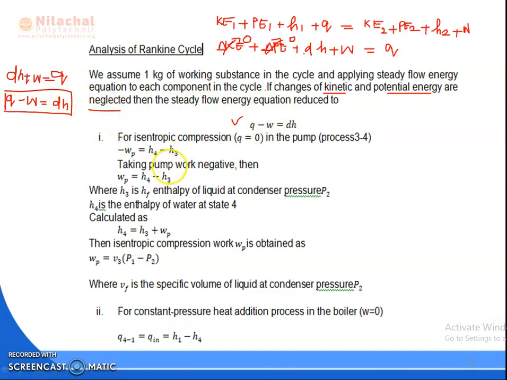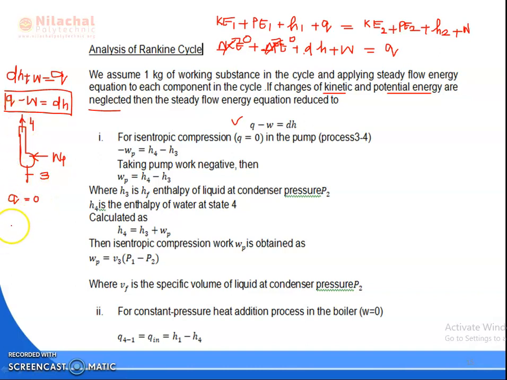Now we apply this steady flow energy equation to all the devices. First we are discussing the pump. In the pump, at point 3 we have saturated liquid that enters, and what you get is a subcooled liquid. The pump is a work absorbing device; you have to give work to the pump. Process 3 to 4 in the pump is a reversible adiabatic compression. Reversible adiabatic means the heat transfer in the pump is equal to 0.